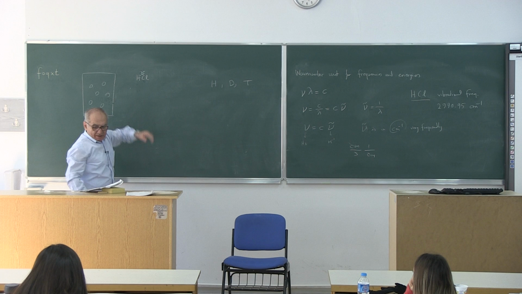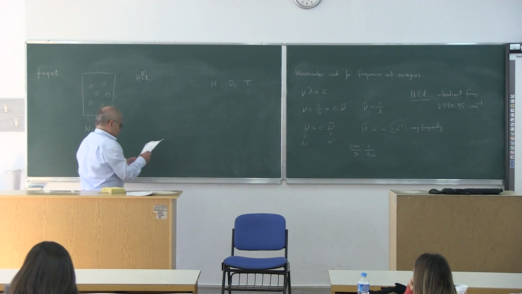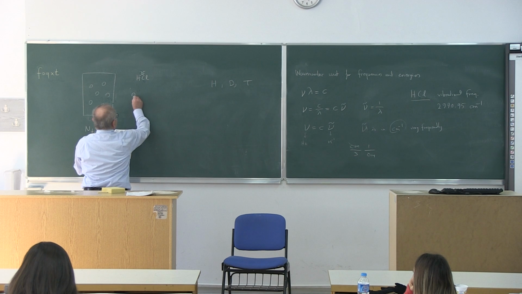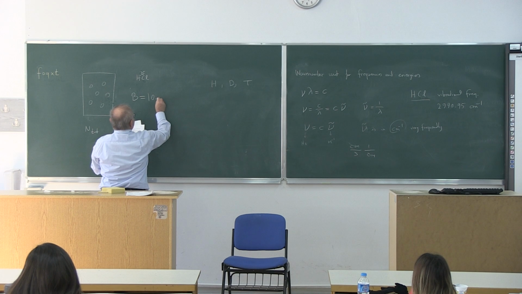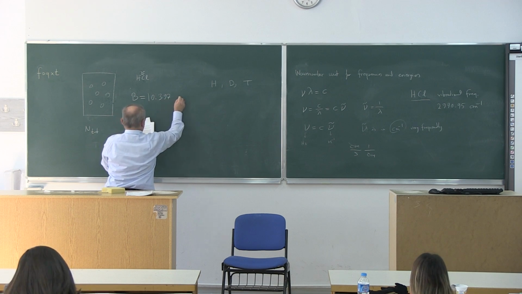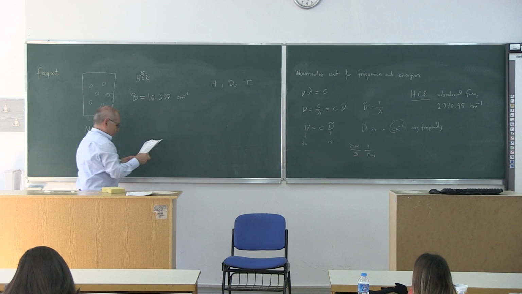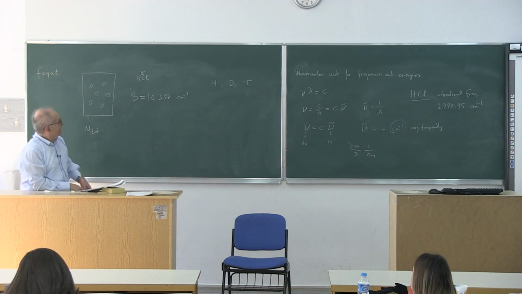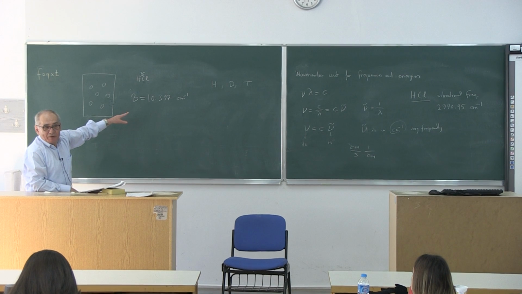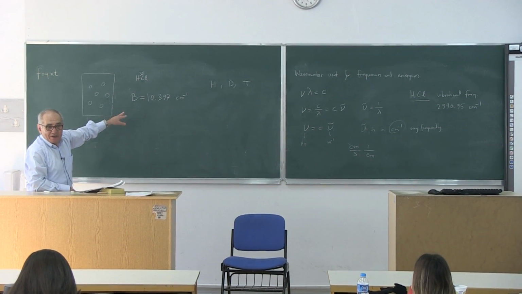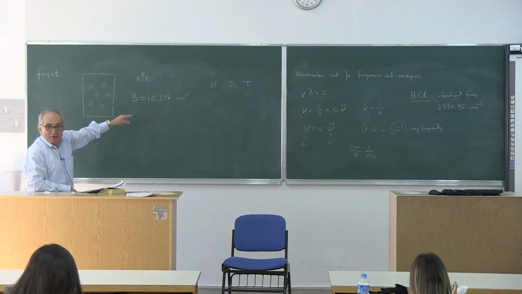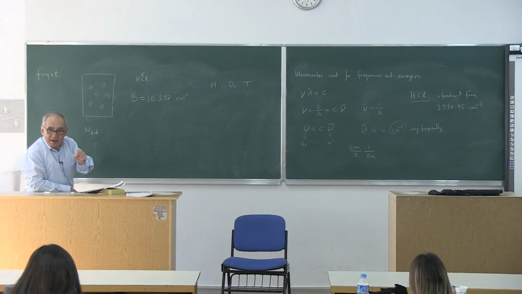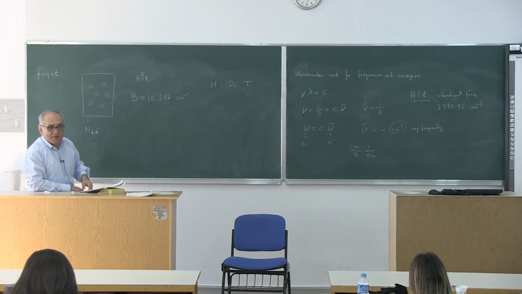So, okay, now for this molecule, the value of B is 10.397 wave numbers. So I'm using the wave number unit in reporting the rotational constant of the HCl molecule. Am I using the wave number unit, centimeter minus 1, as a frequency unit or as an energy unit in this example?